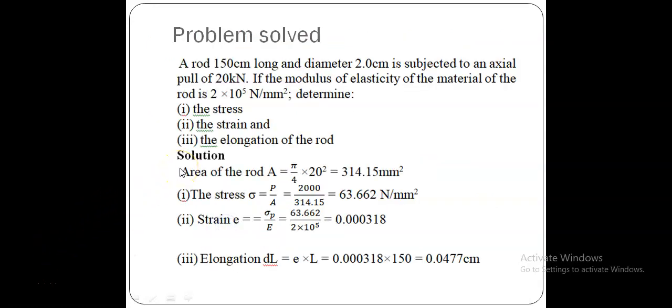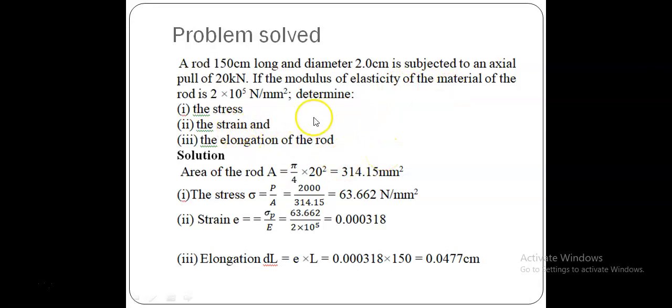Next problem solved. We just try a small problem. A rod 150 centimeter long and diameter 2 centimeter is subjected to an axial pull of 20 kilonewton. If the modulus of elasticity of the material of the rod is 2 into 10 power 5 Newton per mm square. So what is the modulus of elasticity of the material? That is nothing but Young's modulus, E.